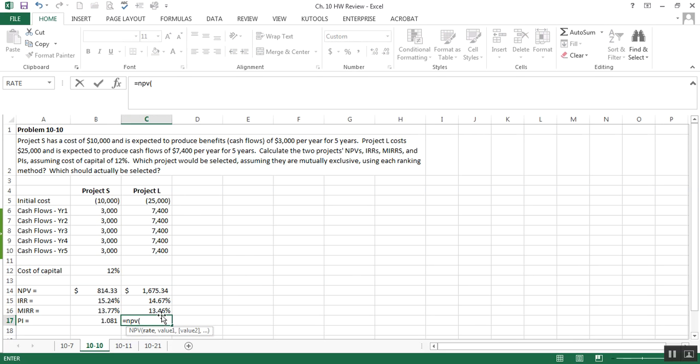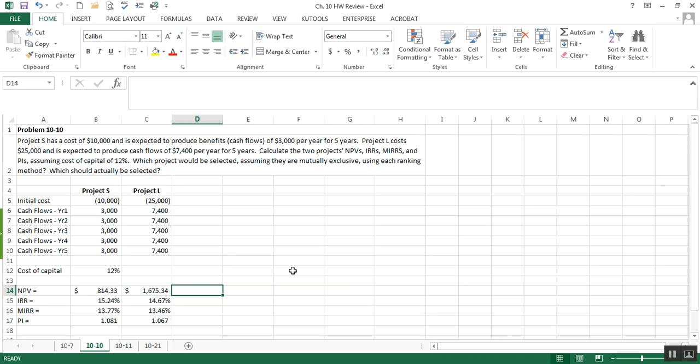Looking at Project L, again, 12% is the rate. We're going to look at cash flows 1 through 5 and divide it by the initial cost. We're going to put a minus sign here so that it gives us a positive profitability index of 1.067.